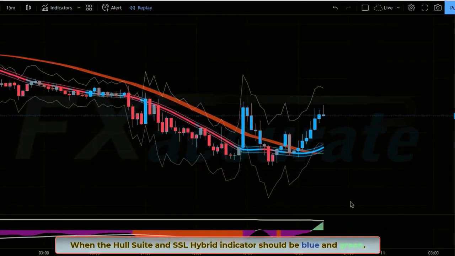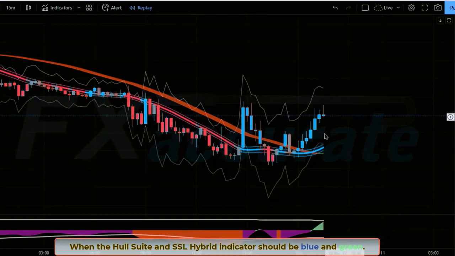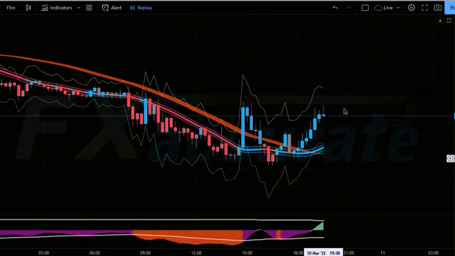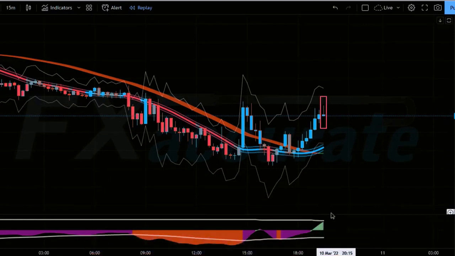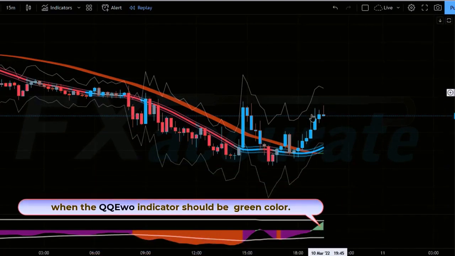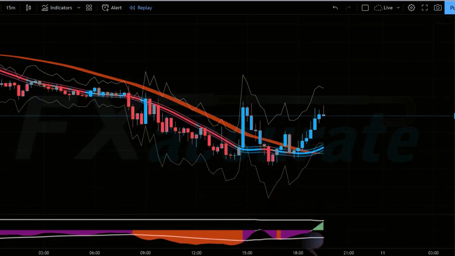When the Hull Suite and SSL hybrid indicator are blue and green, when the market forms a bearish candle, and when the QQEWA indicator is green color, if these conditions are fulfilled, then we will place a buy order.